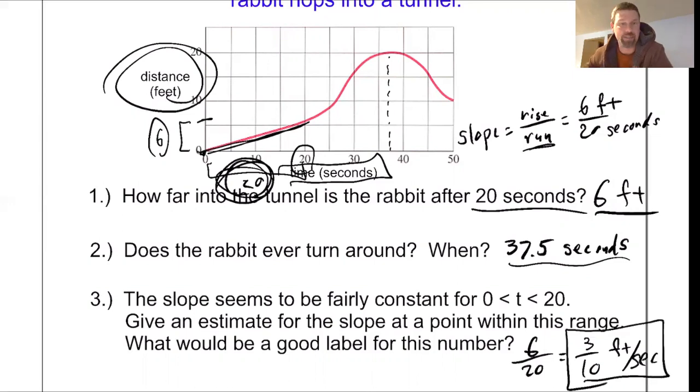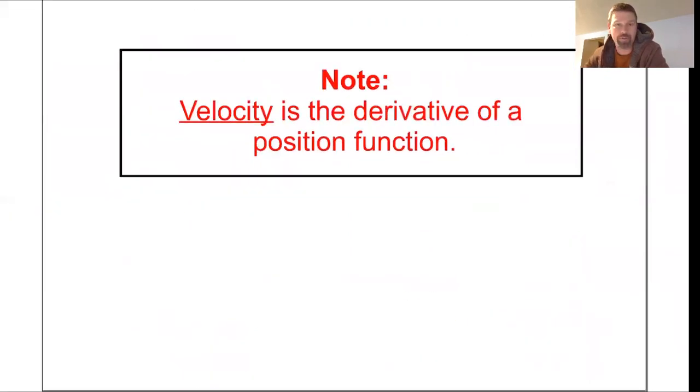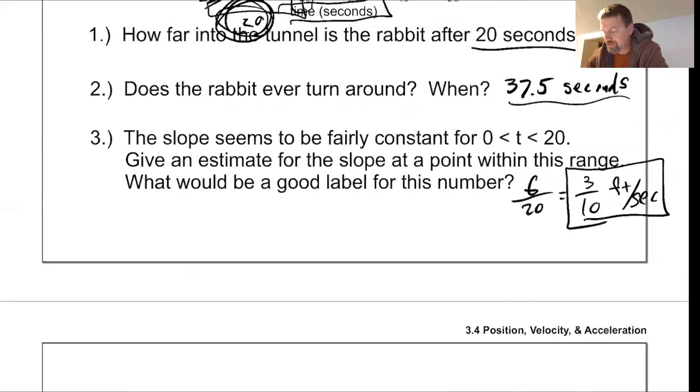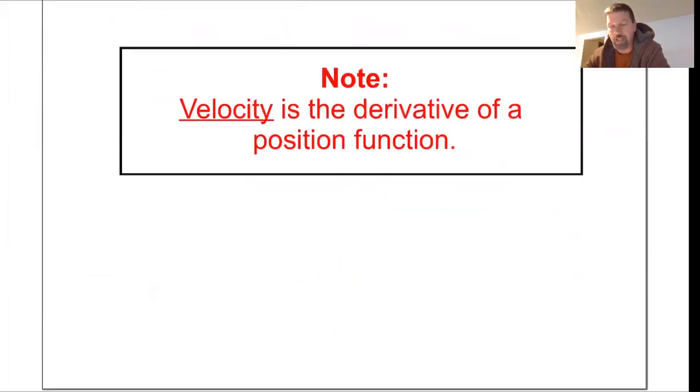That is a speed. The rate of change in position is speed or velocity. That rabbit during this section right here was traveling about 3/10 of a foot per second. Big important note: velocity is a derivative of a position function. Since I was talking about finding slope here, and when I found the slope of a position, I got a measurement of velocity, well, derivatives are a measurement of slope. So velocity is a derivative of a position function.